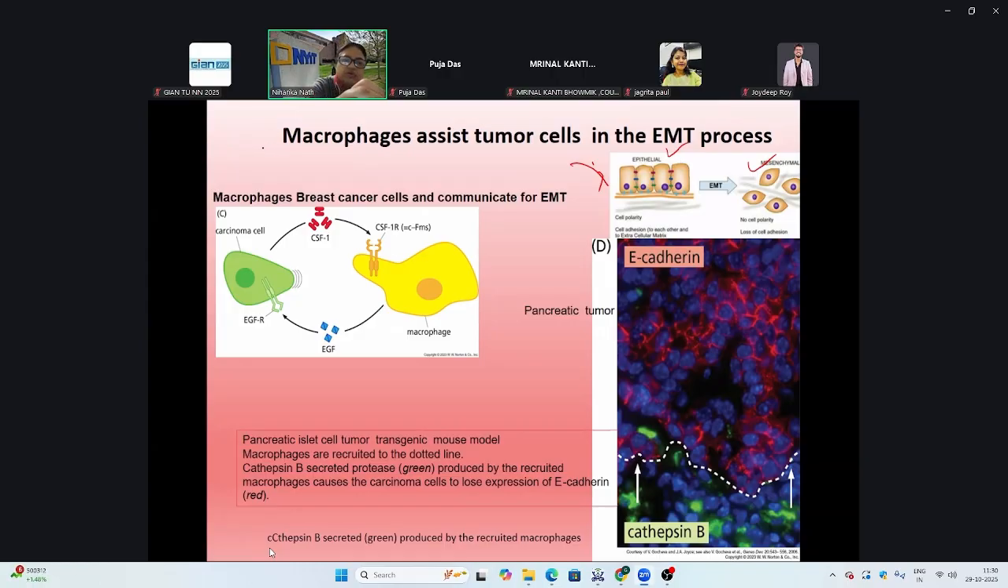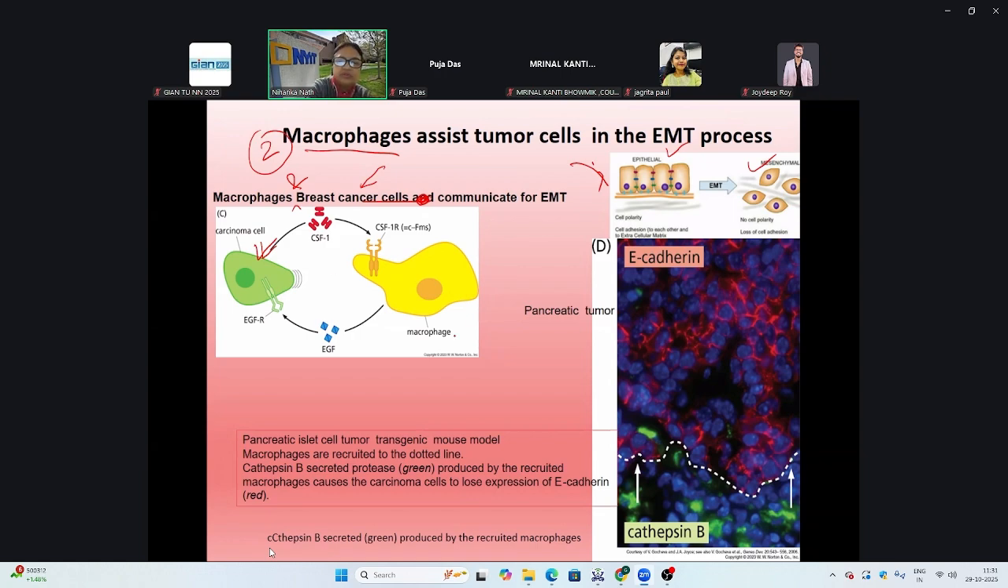So far you learned that the cells did it. But what if I told you that the macrophages can also do that? They can help. So this is the bad news. Macrophages and breast cancer cells communicate and they tell each other. Breast cancer tells the macrophage to help me convert to EMT. So here's your breast cancer cell on the left hand side. It's a breast cancer cell, and it kind of has these.